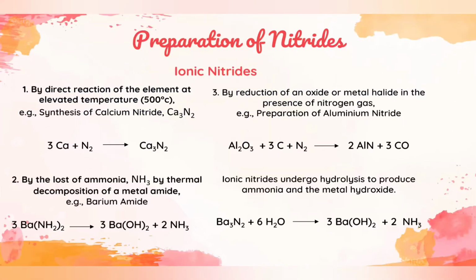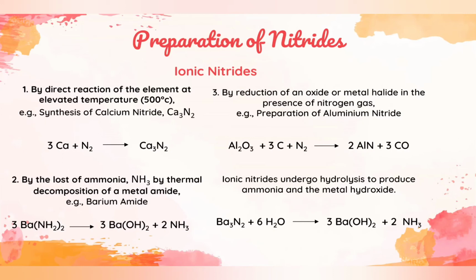Now we're going to look at the preparation of ionic nitride. The first one is by direct reaction of the elements at elevated temperature, which is 500 degrees Celsius. For example, synthesis of calcium nitride. 3 mole of calcium will react with nitrogen and produce calcium nitride. Second, by the loss of ammonia by thermal decomposition of metal amide, for example, barium amide.